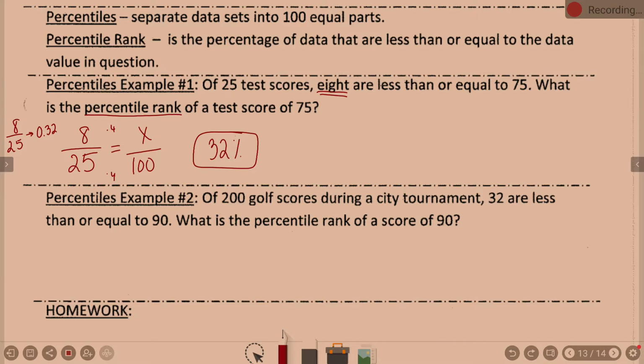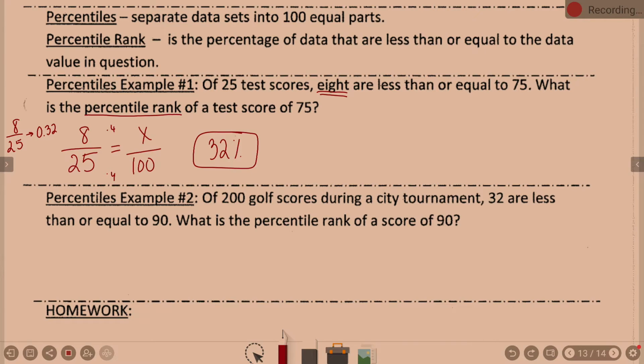I remember this one from last year. It's the only one so far that I remember. Let's see, what does she have written in here? The percentile rank of a score of 75 is 32%. This means 32% of the class scored a 75 or less. If the percentile rank is 32%, 8 of those scores were less than or equal to 75. So 32% of the scores are less than or equal to 75.